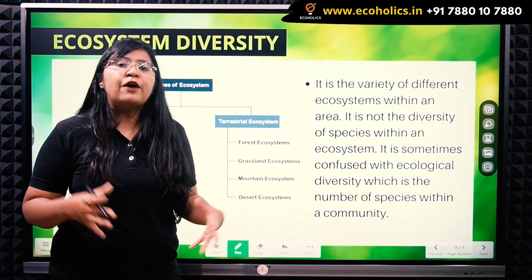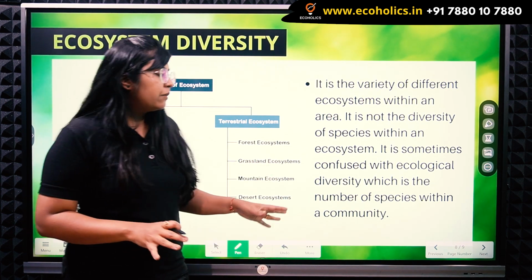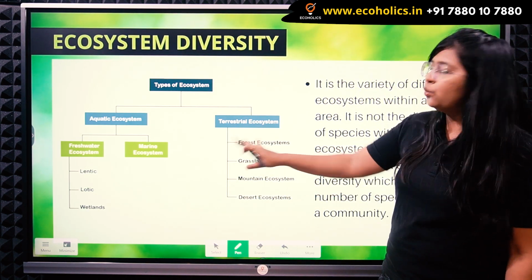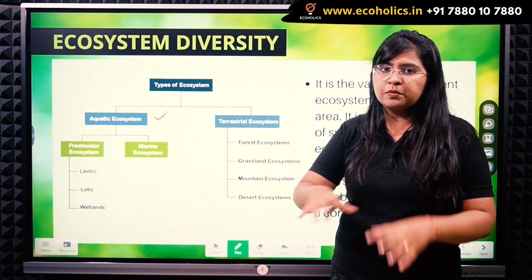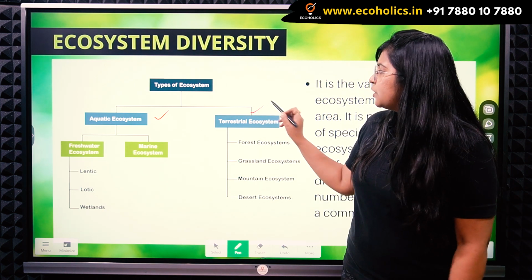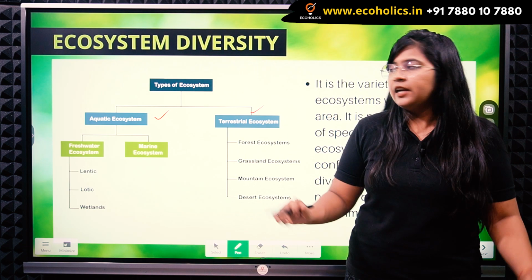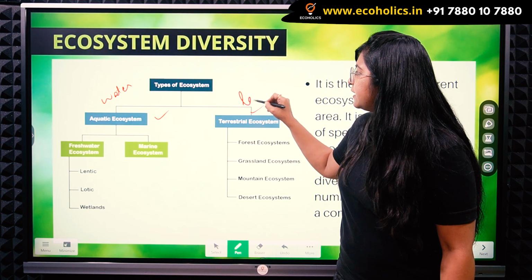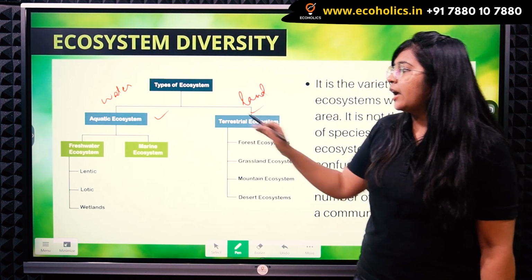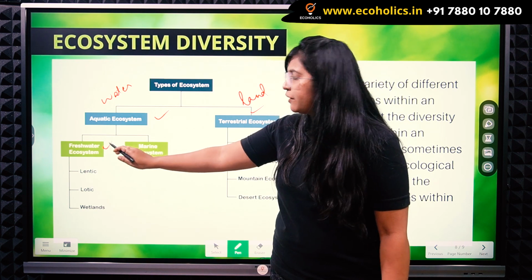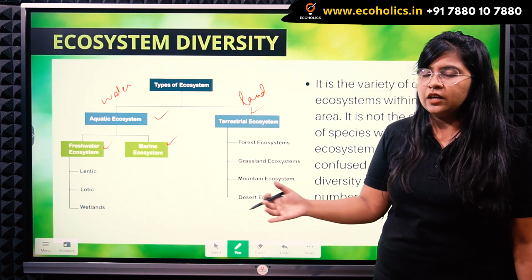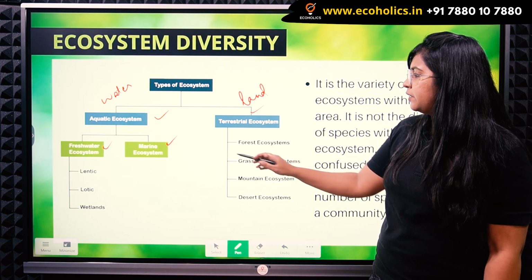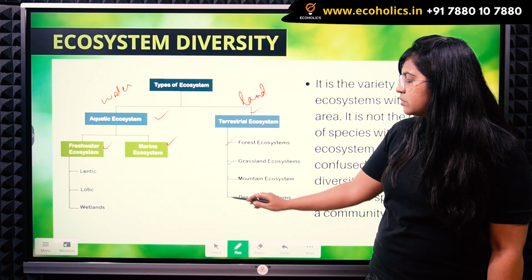It is a collaboration of biotic and abiotic organisms, and we understand ecosystem diversity in two major forms: aquatic ecosystem, which means all related to water, and terrestrial ecosystem, which means all related to the land. So this is water ecosystem, and this is land ecosystem. Aquatic ecosystem has two types: freshwater and marine, which basically looks into sea ecosystems. And then on the terrestrial side, we have forest ecosystems, grasslands, mountains, and deserts.